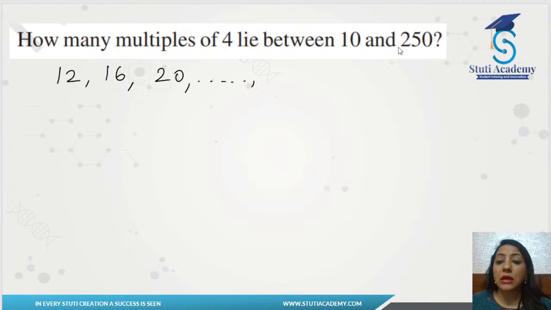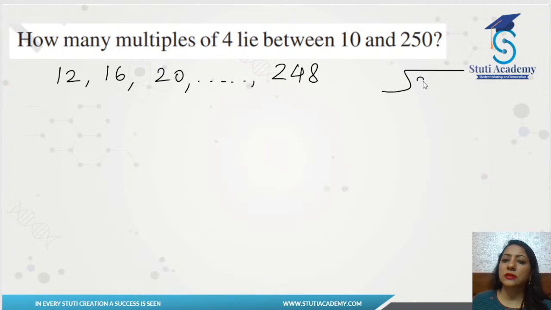Now let us see the last number which is a multiple of 4, just before 250. 250 is not a multiple of 4. Just before 250, it would be 248. This you can do orally also. If you cannot do, you can just take this 250 and divide it by 4, and then subtract the remainder. You can do it like this also. So 248 is the last number which is a multiple of 4.